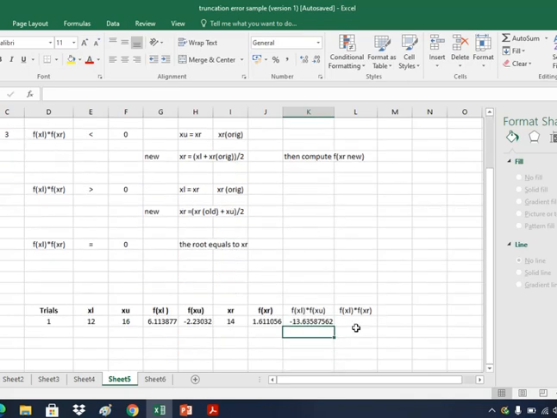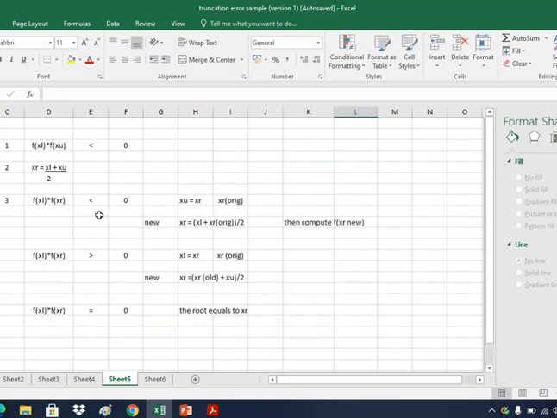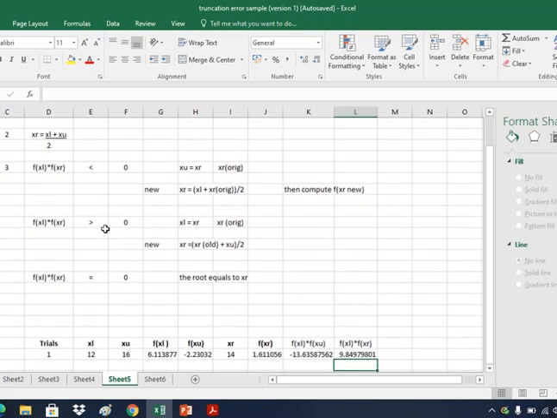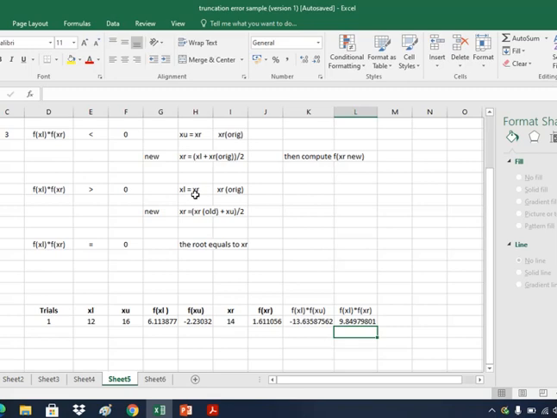Then in step 3, the function of XL times f of XR. Is it less than or greater than 0? The product of f of XL and f of XR is greater than 0. So that means XL is equal to XR. So we will compute for the new value of XR.